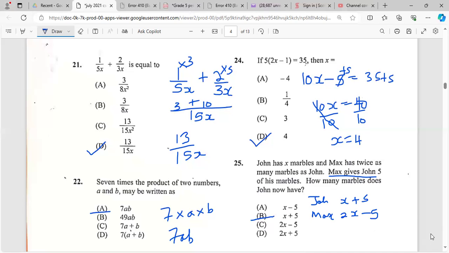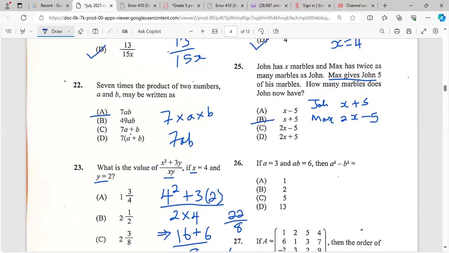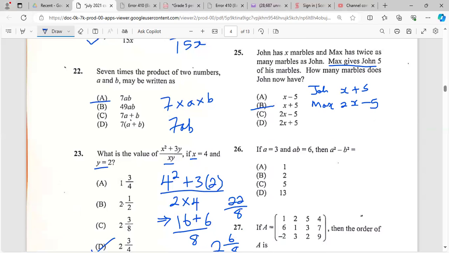Alright, 26 now. Substitution again. If A is equal to 3 and AB equals 6, then A squared minus B squared equals, first we need to find the value of B, right? So if A is 3, what times 3 gives us 6? So 3B equals 6, and then we can divide by 3. So B is equal to 2.